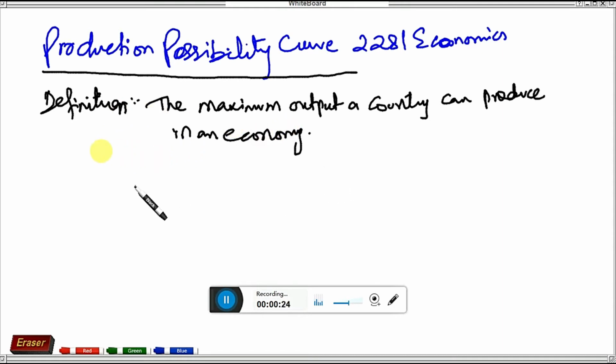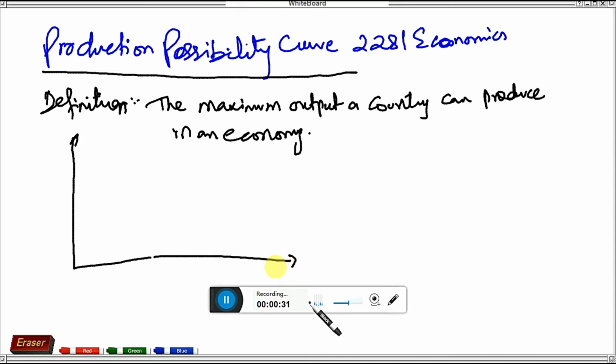So how much a country can produce, and we draw a diagram that shows this. This graph is very important because we have to label both sides, and it shows how much a country can produce within an economy.